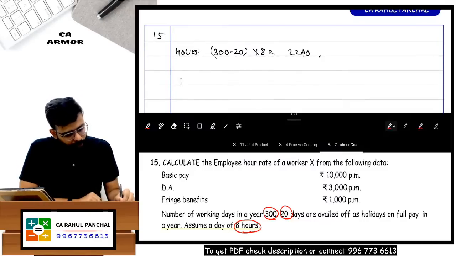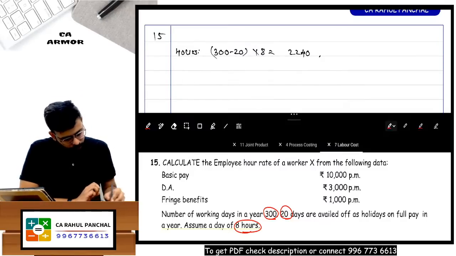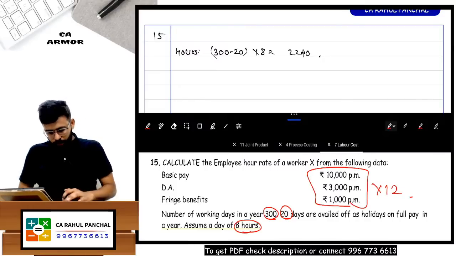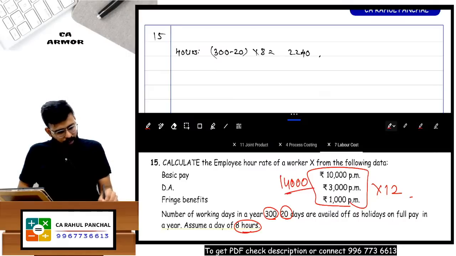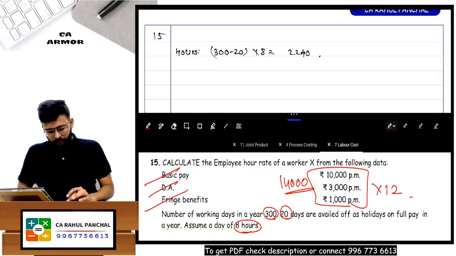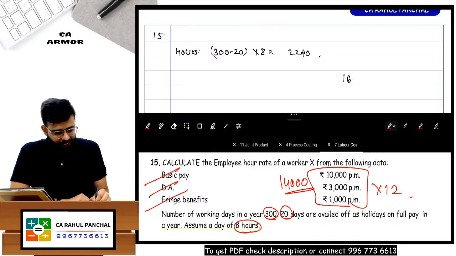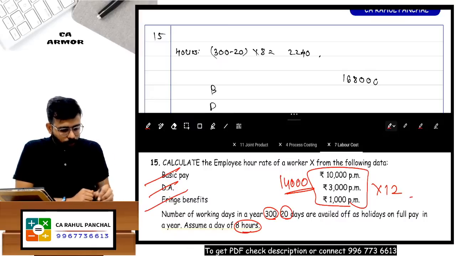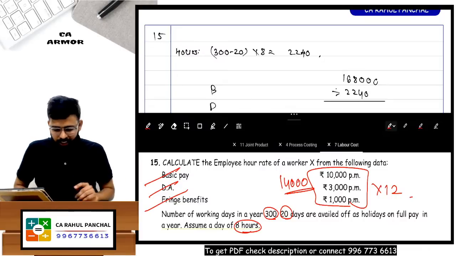Now, if I want to calculate the cost, I will write down the cost. I pay this much into 12, just do this into 12: 10,000 plus 3,000 plus 1,000. Total salary is 14,000, basic plus DA plus some other benefits you provide, that is fringe benefits. 14,000 into 12, in 1 year you pay 1,68,000. You would have to write one by one, basic into 12, DA into 12, but I'm just giving you the shortcut. So this much you pay to your workers, 1,68,000.